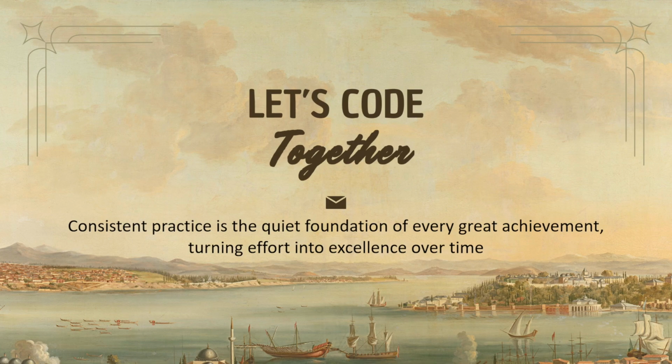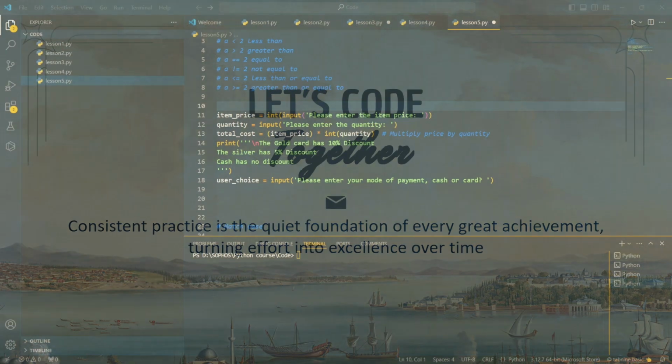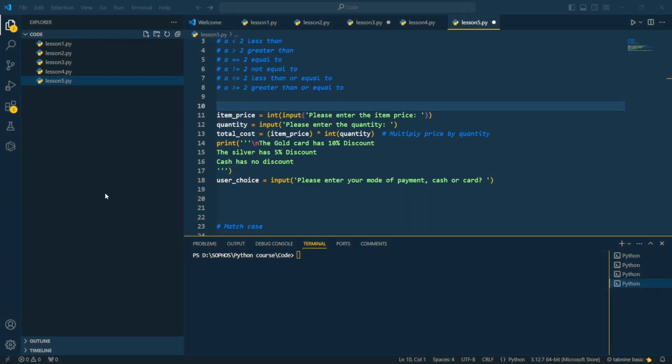So today's quote is, consistent practice is the quiet foundation of every great achievement, turning effort into excellence over time. Having said that, let's get into the coding.